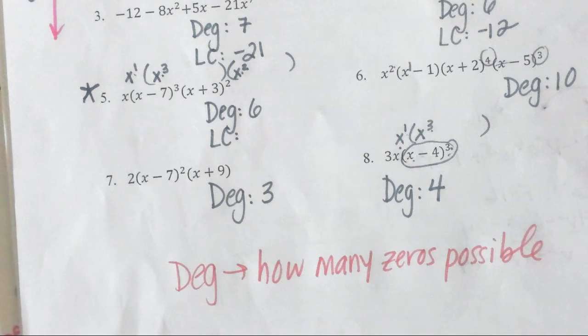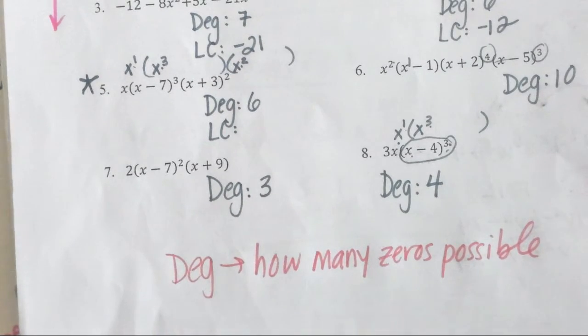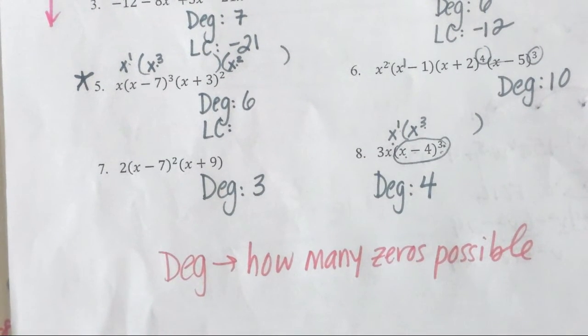Now, we've had parabolas that never touched at all. And we've had parabolas that touched once or parabolas that have touched twice. The degree was 2, it could touch up to 2. So if the degree is 6, it could touch the x-axis up to 6 times.